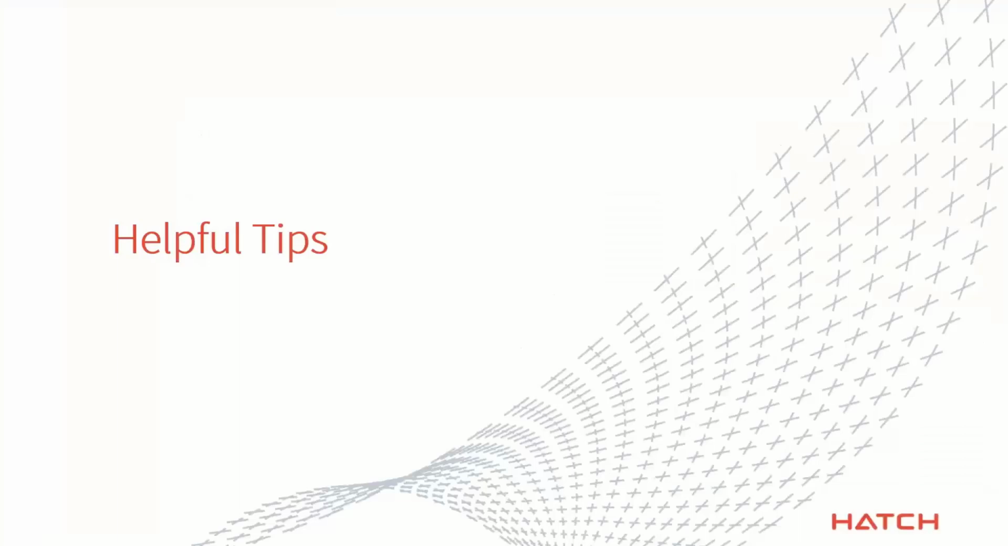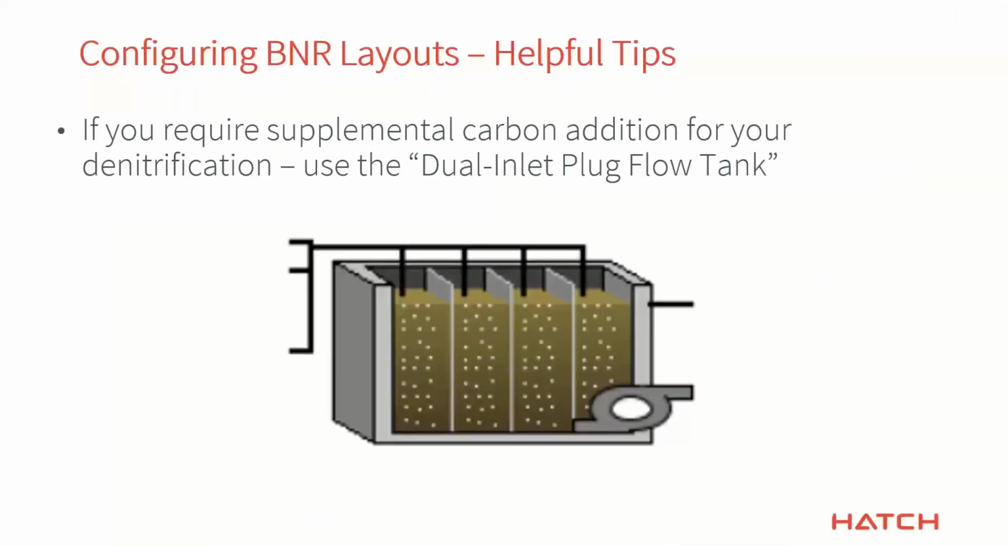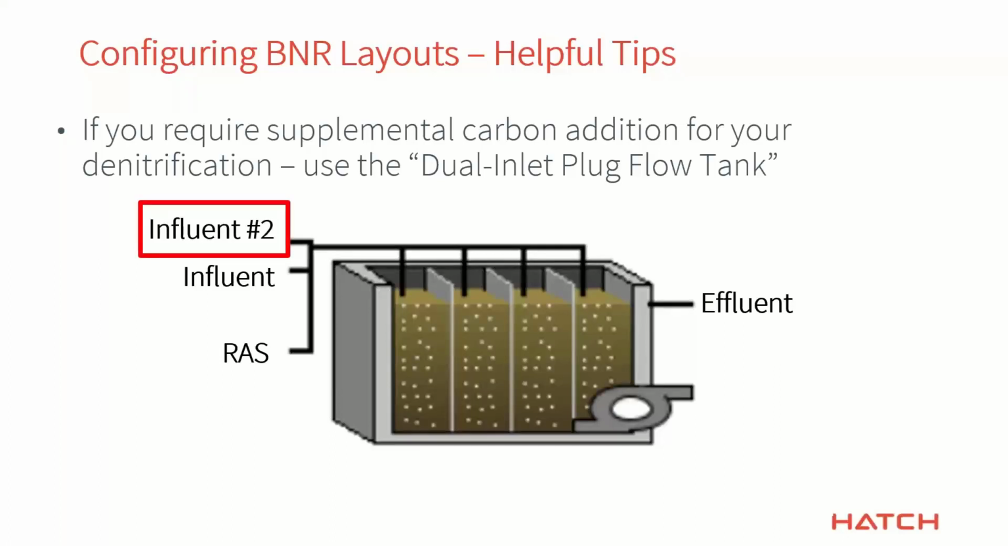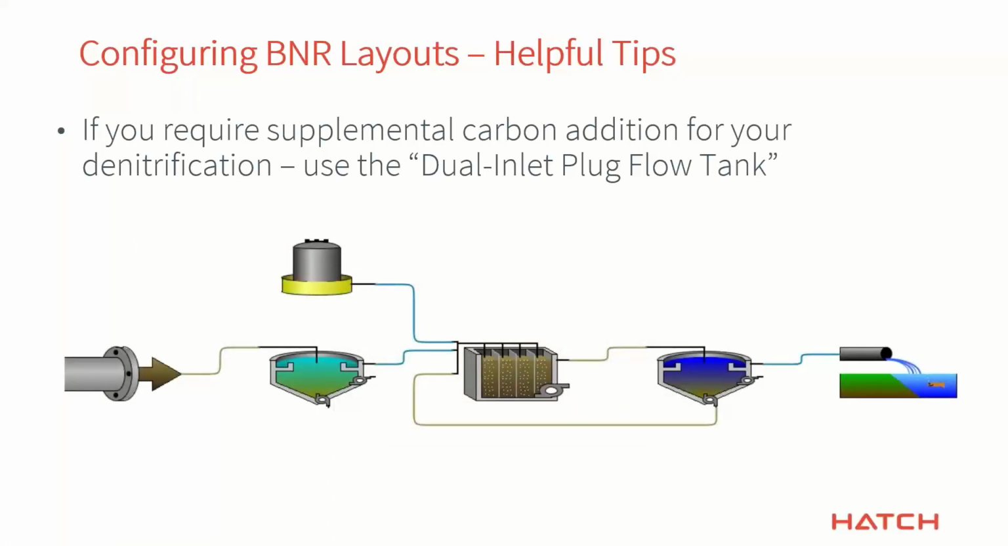Helpful tips. All right, so just to wind things up here, I thought I'd point out a number of things that are very handy that you could do in GPSX. For example, if you have to do supplemental carbon addition for denitrification, I recommend using the dual inlet plug flow tank. It's actually right below the regular plug flow tank in that process panel when we were picking them off the side at the beginning. It has the same connection points as the regular one, except an extra one up here called Influent number 2. It's not really an influent, it's where you put in the chemical for this. So it would look like this when you were to lay it out.